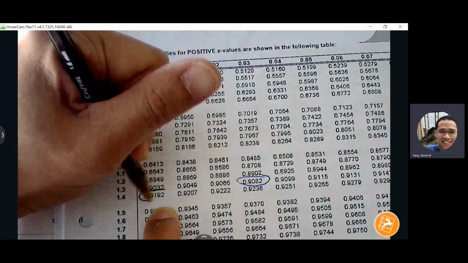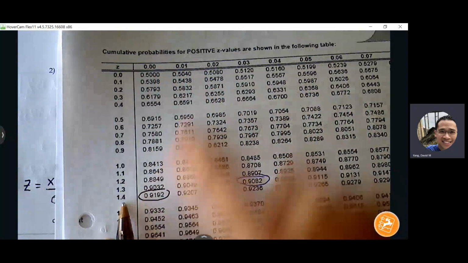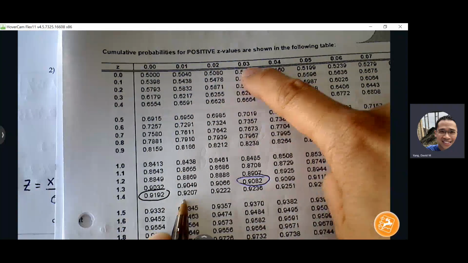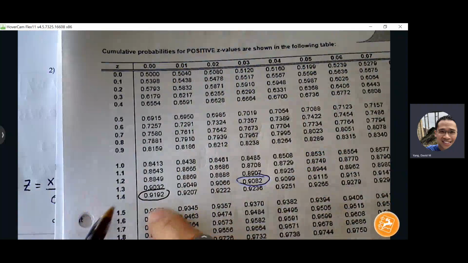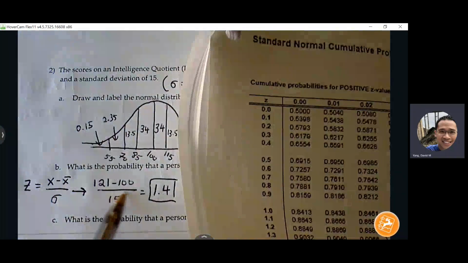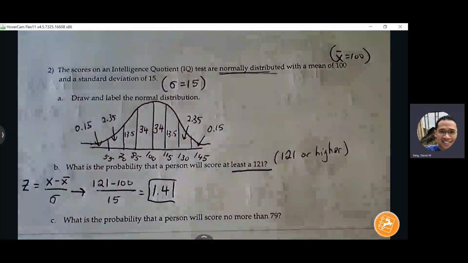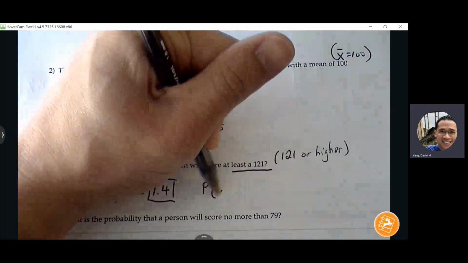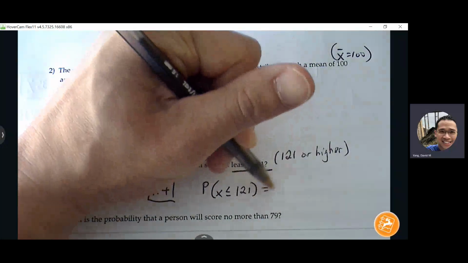You guys see that? So anything here, if it was like 1.41, then I got to look at this second column, right? 1.42, 1.43, 1.44. The 100th place will go to the right, but this is 1.40. So we're looking at that first column. So 0.9192. Now we understand that 0.9192 is for less than.